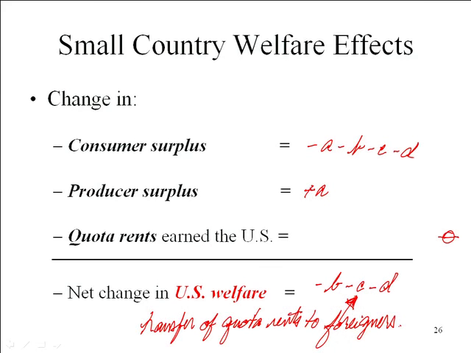Now, it's possible for the government to assign the quota licenses to foreigners, but not to transfer the quota rents to foreigners. And you do that by auctioning them off, right? So if the government auctions off the quota licenses to foreigners, foreigners still have to pay for them, and now we're back to our first situation. The quota rents are actually captured by the government and kept within the country. But if the government gives away quota licenses to either foreign governments or to foreign businesses, now the quota rents are going to flow outside the country.